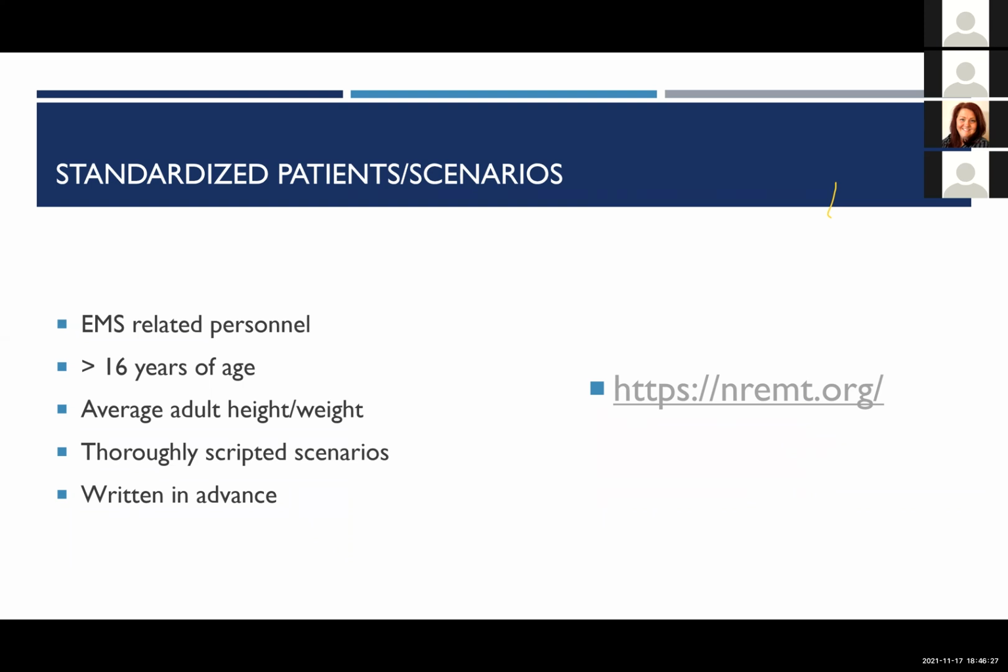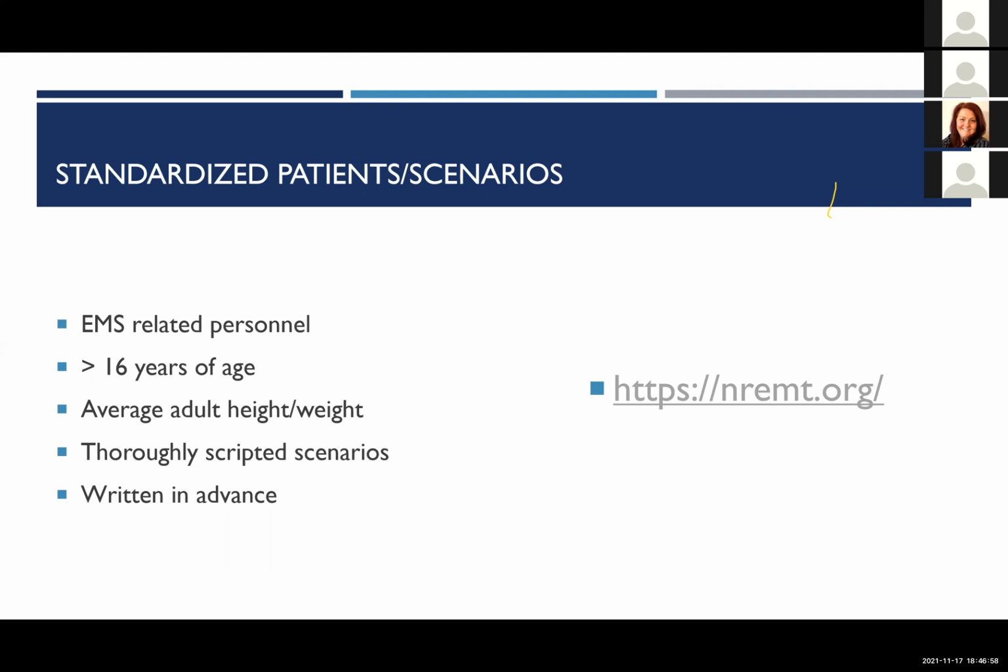It is required, however, that they must be greater than 16 years of age. If the scenario is specifically written for a pediatric population, a mannequin must be utilized. They should be average height and weight. Okay, average adult height and weight. And all of these guidelines that have been developed ensure that we achieve consistency in testing and evaluation from one student to the next.